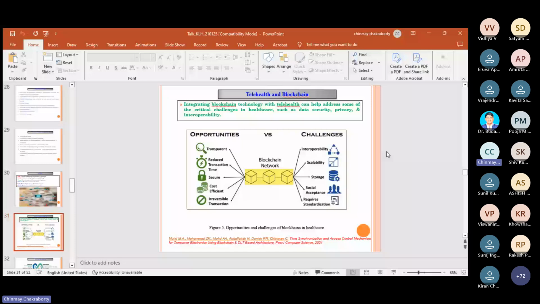Another portion is social acceptance and the required standardization. So these are the major issues involved in blockchain technology: interoperability, scalability, storage, social acceptance, and required standardization. But on the other hand, telehealth and blockchain provide transparency, transaction time, security, cost efficiency, and irreversible transactions. From that point of view, we can say a blockchain-enabled solution provides a better response to the medical sector.